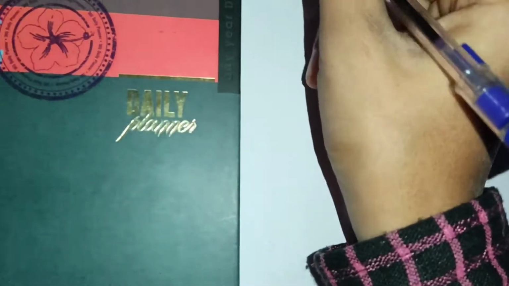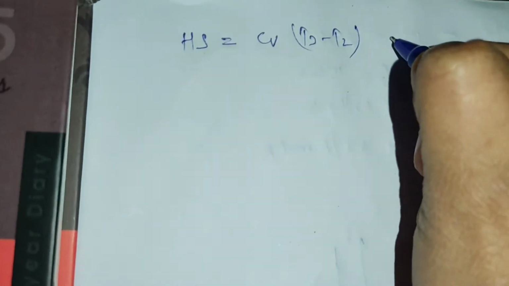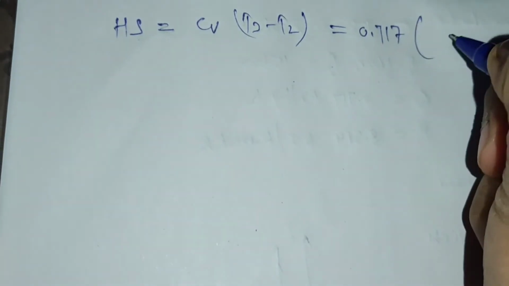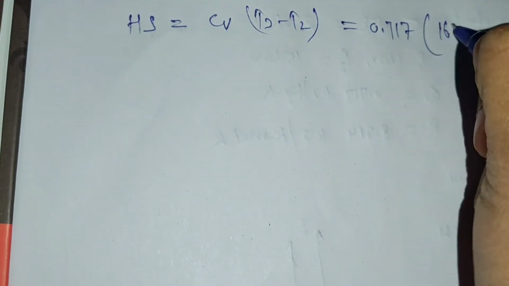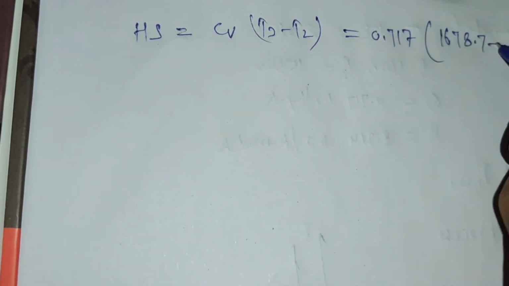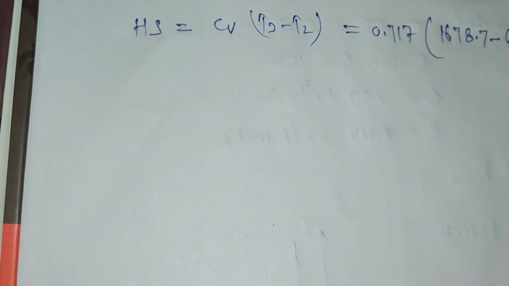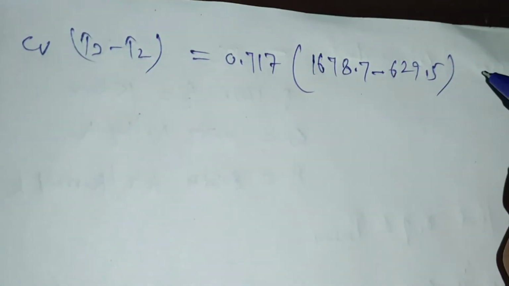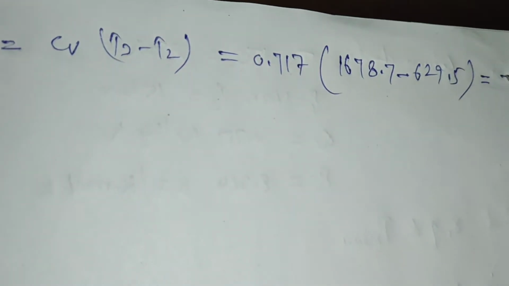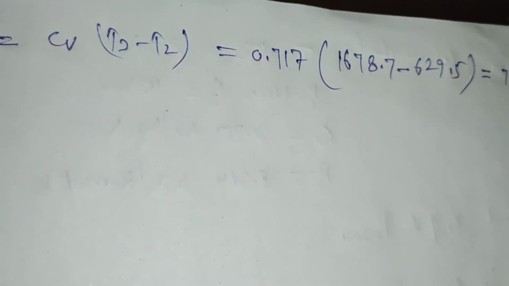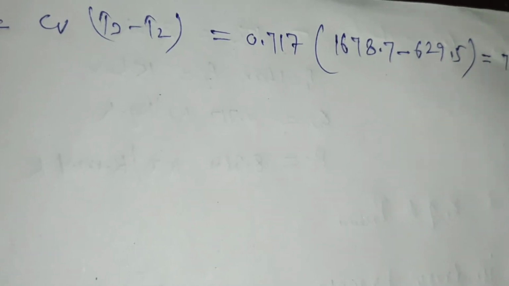Now we can easily calculate the heat supplied. Heat supplied is equal to Cv (T3 minus T2). Cv is given in the question, 0.717, into T3, which we have already calculated, 1678.7 minus 629.5. After calculating, this value will be equal to 752.3 kilojoule per kg. It will be in kilojoule per kg.